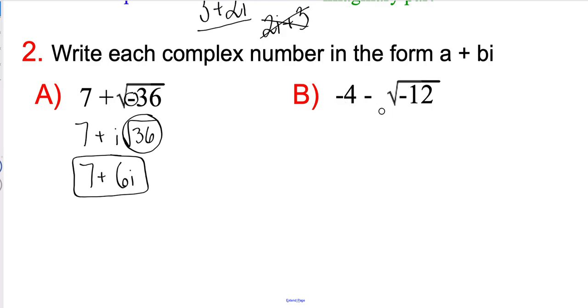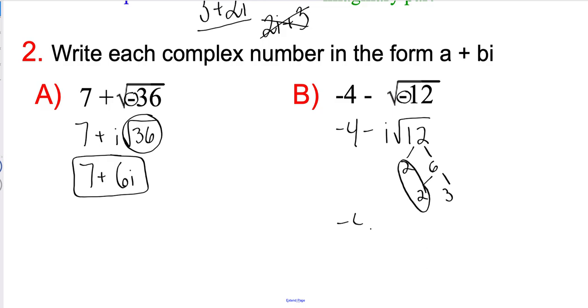Same thing over here. We bring this out in front, so negative 4 minus i root 12, and then we have to break down the 12, 2 and 6, 2 and 3, so we got a pair of 2s, okay? So it'd be negative 4 minus 2i root 3. That's how we write that, okay? The i is always directly next to the radical, and if you have a number that comes out of the radical there, that would go in front of the i like that. Okay, if you have variables and stuff like that, those would come before the i as well. The i is always directly next to the radical, okay?